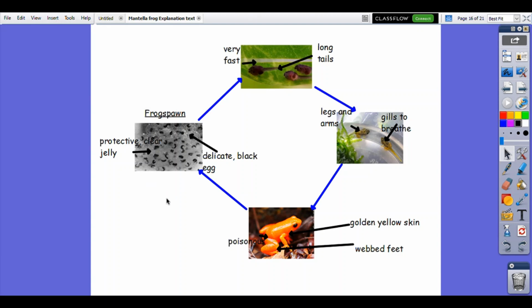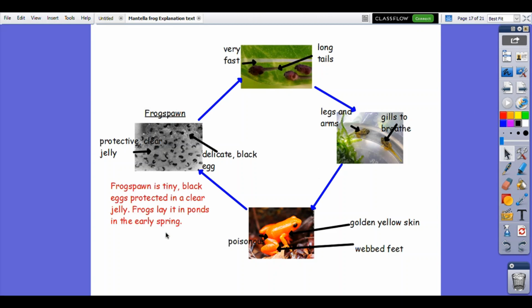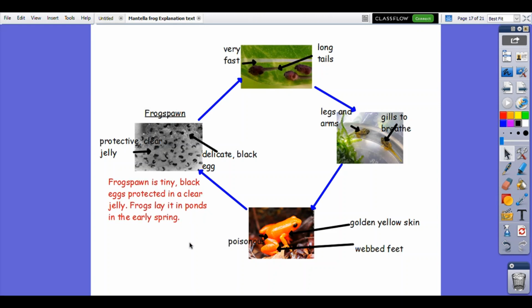And now I'm going to add my caption on there. See, there's a bit of space underneath all of these pictures for a caption, isn't there? Oh, I've even added two sentences. Frog spawn has tiny black eggs protected in a clear jelly. Frogs lay it in ponds in the early spring. I added two captions for that one. I was obviously feeling very fancy then. There we go. I've put it in red just to show you that it's been added. You don't have to write yours in red.